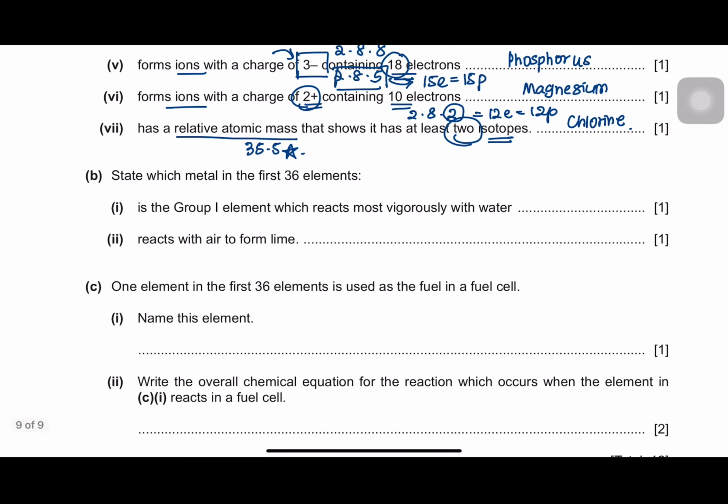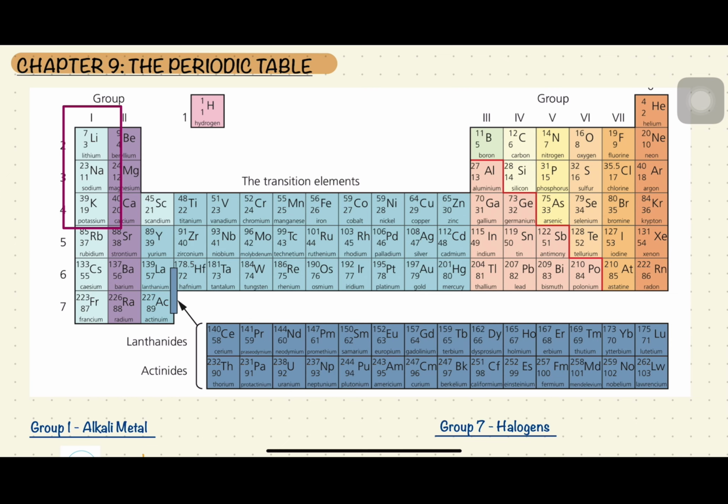B. State which metal in the first 36 elements is the group 1 element which reacts most vigorously with water. Now, since the question says that they want up to the first 36 elements, rubidium will not be included because it has 37 protons. So we will just look at the first 3 elements, which are lithium, sodium and potassium. Now group 1 reactivity is such that as it goes down the group, it becomes more reactive. So potassium will be the most reactive in group 1 here.